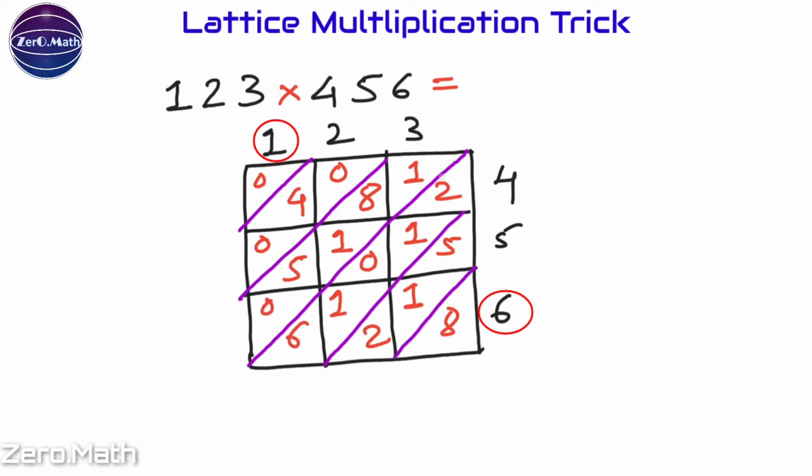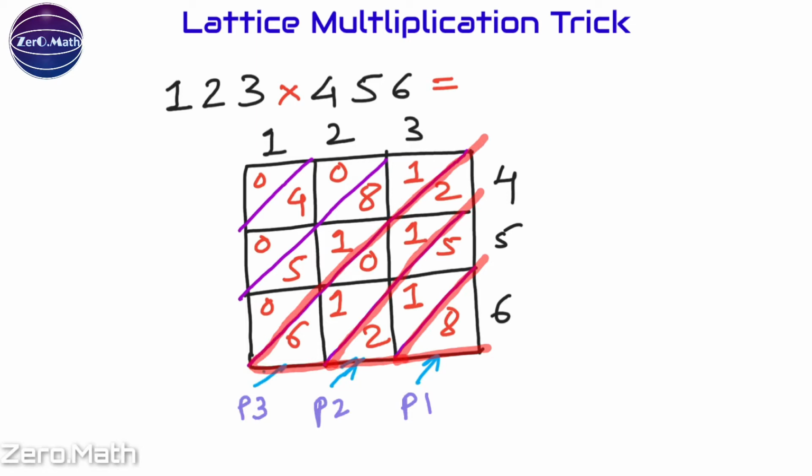Now we are going to divide this structure into parts like this. We will divide it into parts based on the diagonal lines. So this is my part 1, this is my part 2, this is my part 3, this is my part 4, this is my part 5, and this is my part 6. Now we will take the addition of each part.